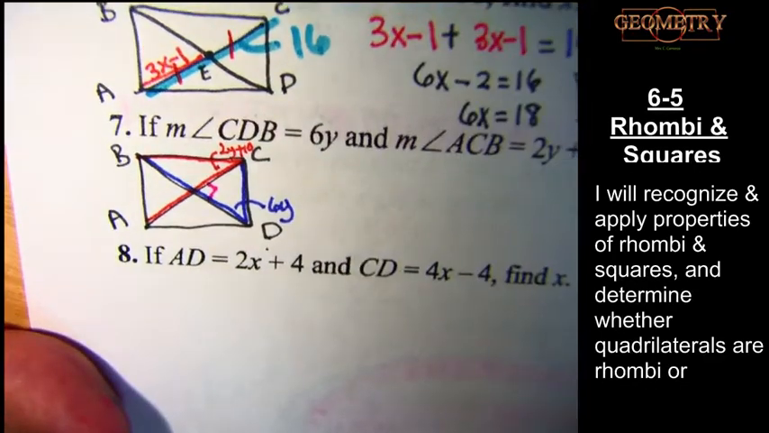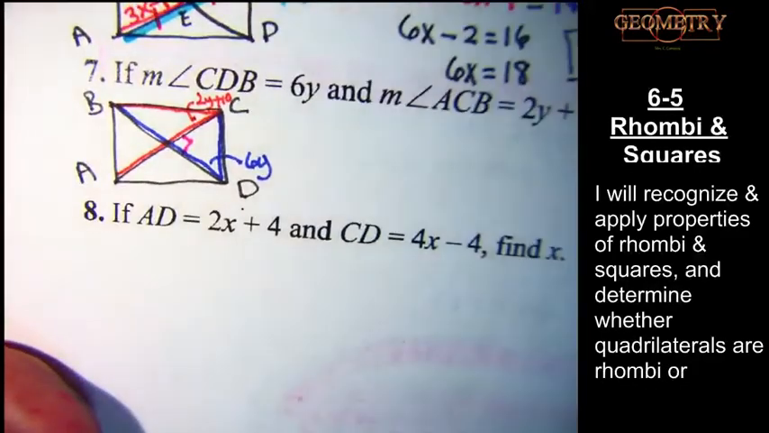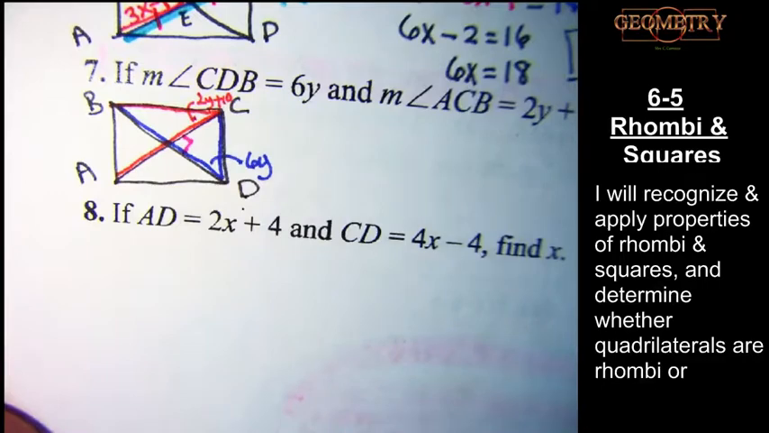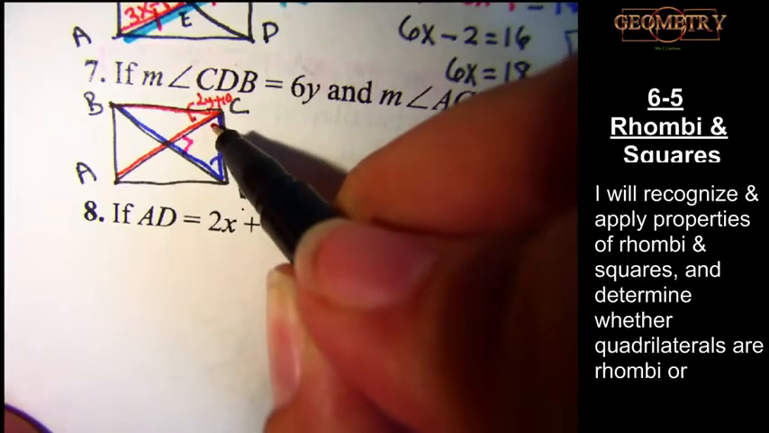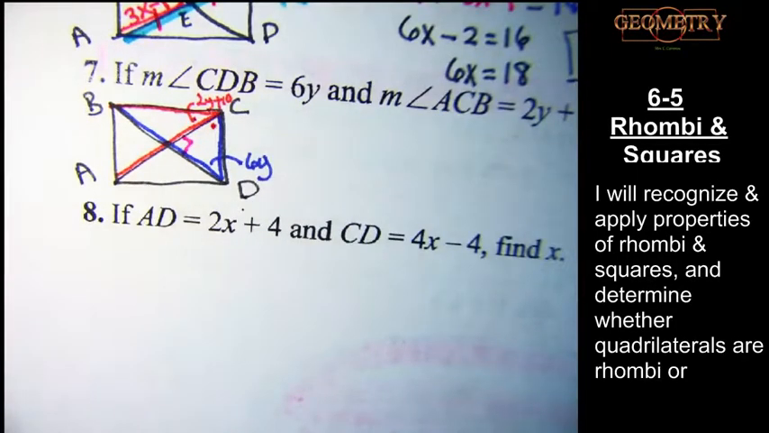Okay. So while I know that that's a 90 right here, and I know that this is 6y, I need information about that angle to use my triangle angle sum. And I don't have any information about that angle, do I? Right? I don't have anything.